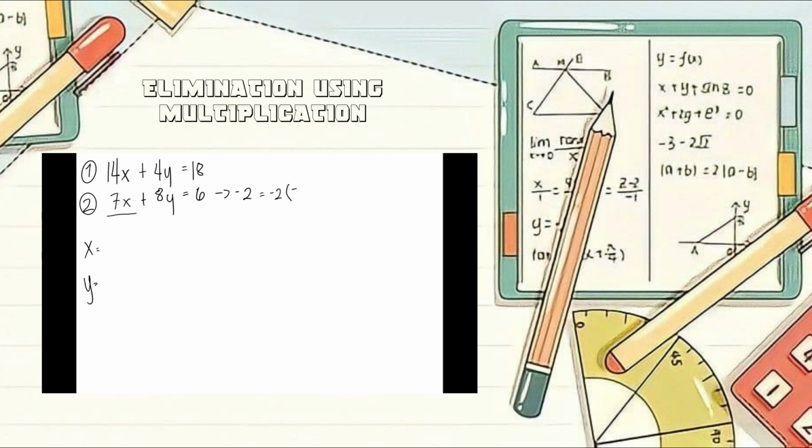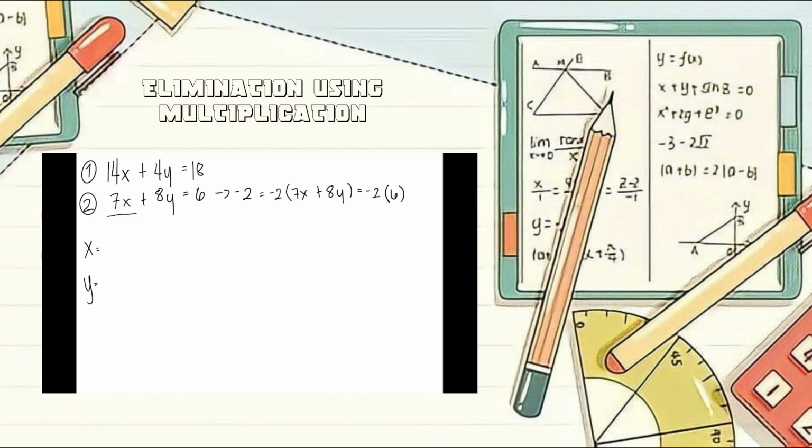Negative 2 times 7x plus 8y. And we will also need to multiply the other side by negative 2. So we will write negative 2 times 6. There. And then we will write it and add the equations.